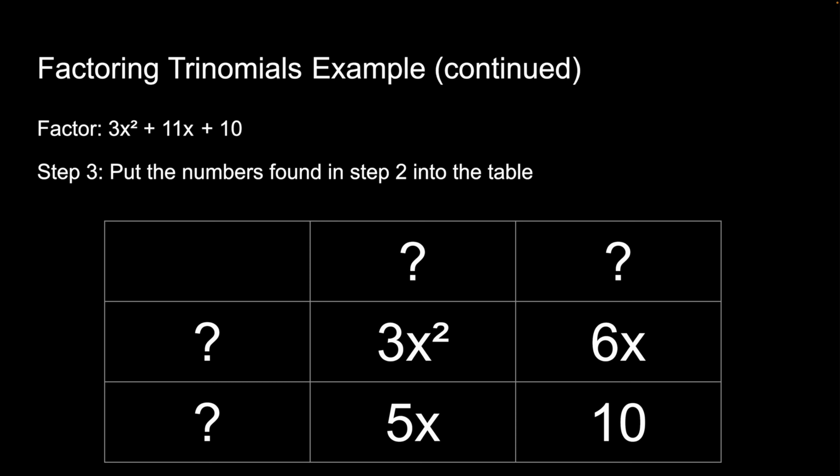Step 3 is to put the numbers found in step 2 into the table. So here, we put the 6x, and here we put 5x. So notice how we took the numbers from here and we added x to them. It doesn't matter where you put it as long as you fill in the gaps. And you'll notice that now if you add all the terms you put on the table, you would get the original trinomial. So all we need to do now is to find the factors.